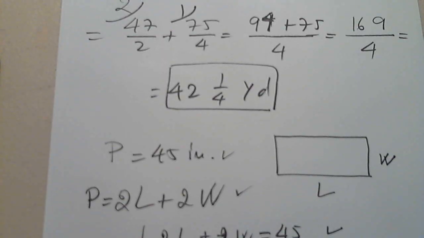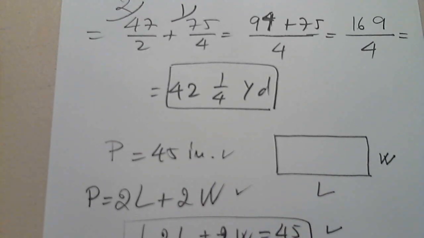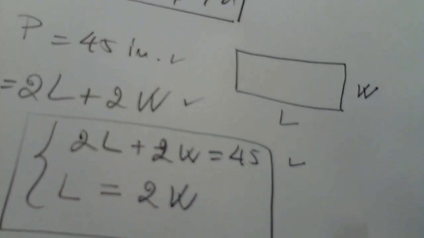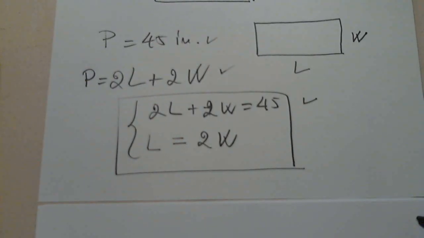Let's read the problem one more time. It reads, the length of a rectangle is twice the width of that rectangle. This is the equation we have to state. Now we have two equations in two variables. This is extremely important because eventually we are going to get to talk about systems. We don't know what they mean right now.